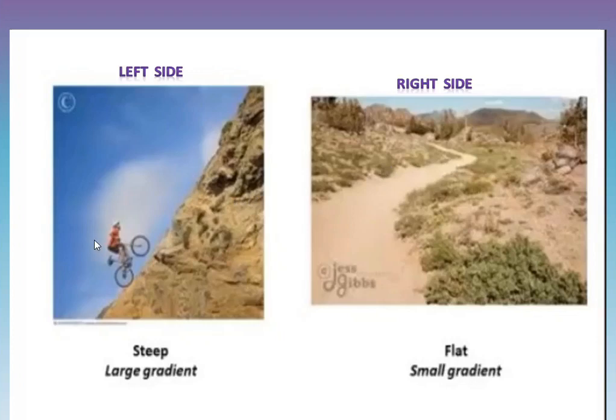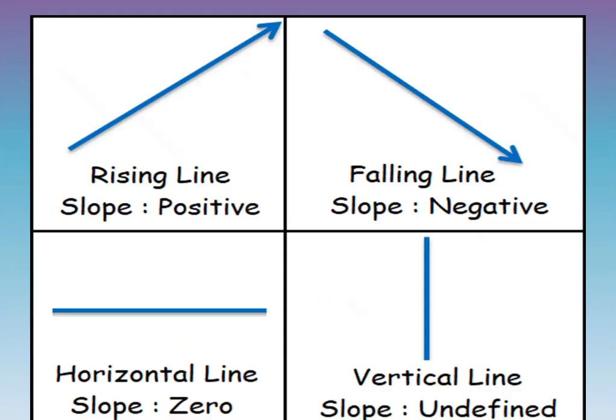The path on the left is very steep. It means it has a large gradient. Whereas the path on the right is flat. It means it has a small gradient.